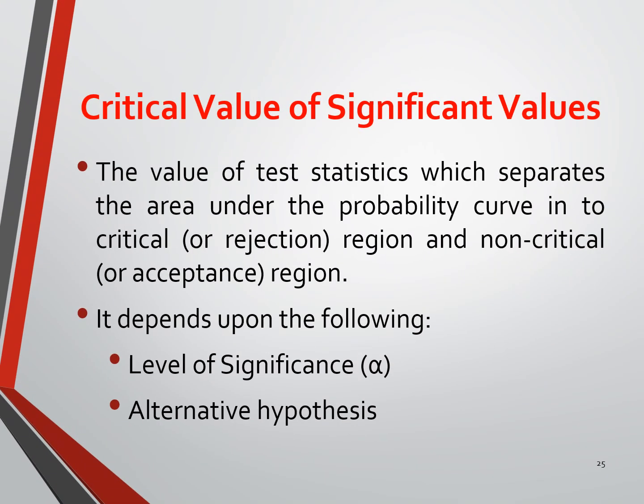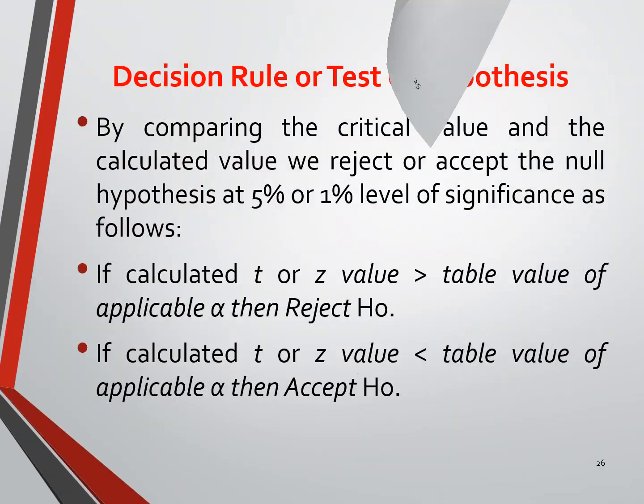The critical value, as we have already said, always depends on the level of significance and the alternative hypothesis. By comparing the critical value and the calculated value, we reject or accept the null hypothesis. At 5% or 1% level of significance, I already explained the table value and that is how we should do it.